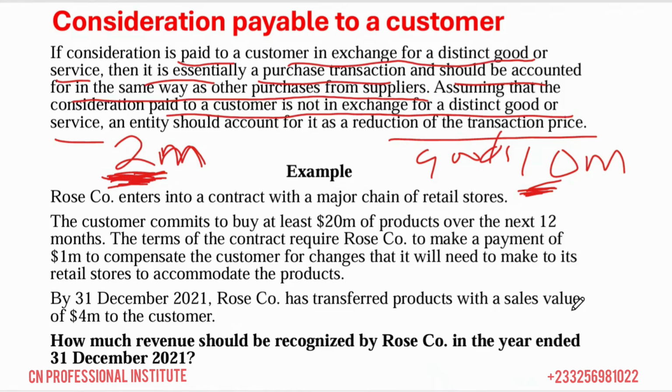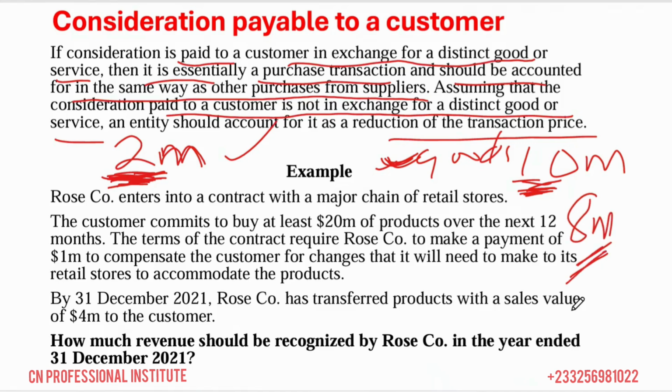But if the 2 million that you are paying to the customer is not in exchange for goods, the customer will not give you any goods in exchange, then it says deduct it from the transaction price, from the amount expected to be received from the customer, that 10 million. So if the consideration paid is not in exchange for a distinct good or service, then it should be accounted for as a reduction in the transaction price. So in that case, deduct it from what? The 10 million, and record only 8 million as what?